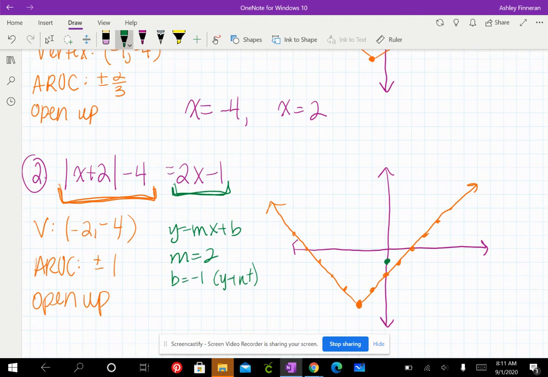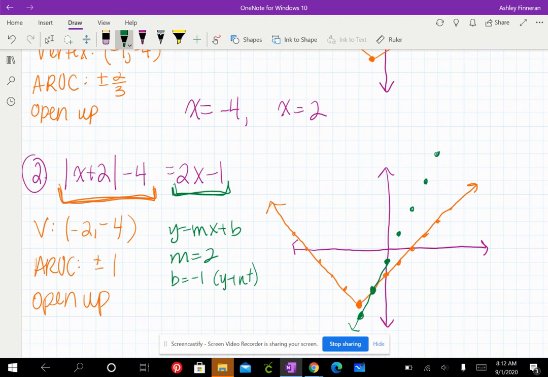And then I'm going to use a slope of 2. So I'm going to go up 2, right 1, up 2, right 1. And you can pretty quickly see that's not getting me closer to the function. So now I need to go the other way. So I'm going to go down 2, left 1. And oh, look, there's my intersection, down 2, left 1. So I'm going to go ahead and graph this.